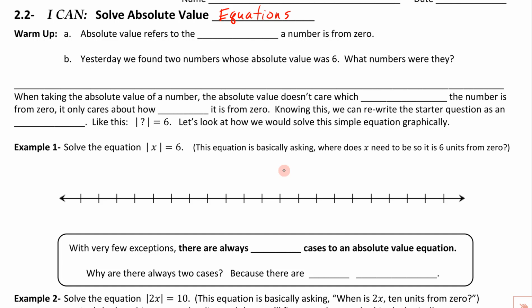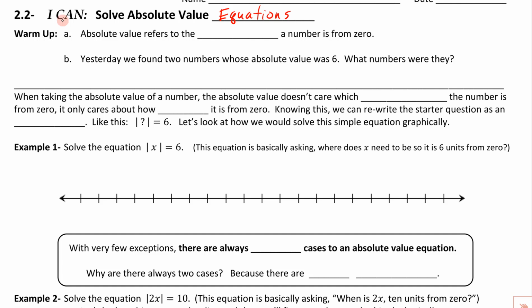With that little bit of practice that we did on evaluating absolute value expressions, we're now ready to learn how to solve absolute value equations. So that's the I can statement for section 2.2. I can solve absolute value equations. So go ahead and write the word equations there, and then we've got a little bit of warm-up here, and hopefully you remember what these are.